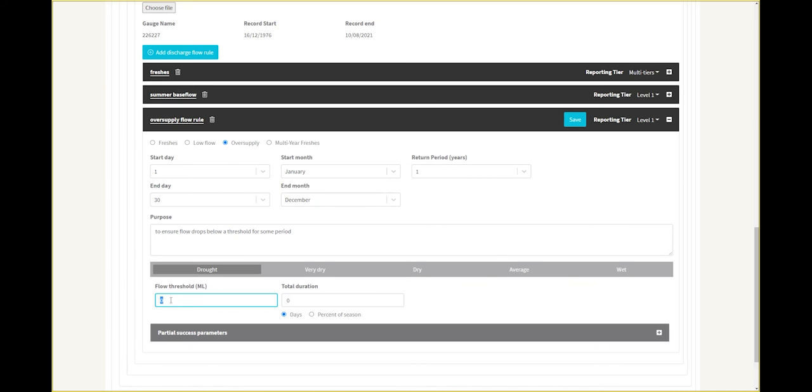So let's say we want it to drop below, what's a good number here? Let's say 1,000 megalitres a day, and it might be for a percent of the year. So we want it to be below that 1,000 megs a day for at least 20% of the time, or a certain number of days if you prefer to represent it that way.